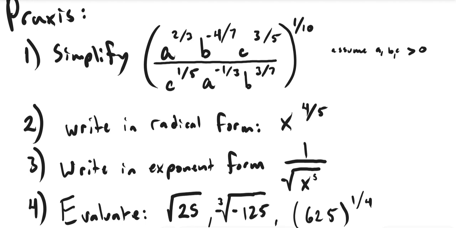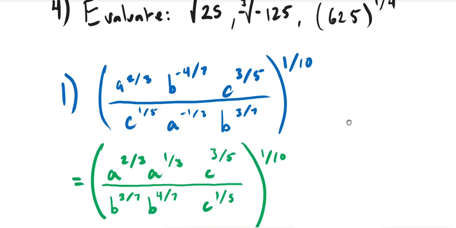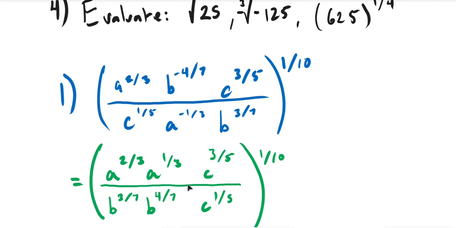Okay, let's see how you did. So for number 1, the main idea here is that we want to group the like bases together. There's A's, B's, and C's in the top and bottom. And there's also this 1/10 power up top. Power to a power will be the product of powers, and the quotient of two like bases will be the difference of those powers. We can also begin by changing where the negatives are.